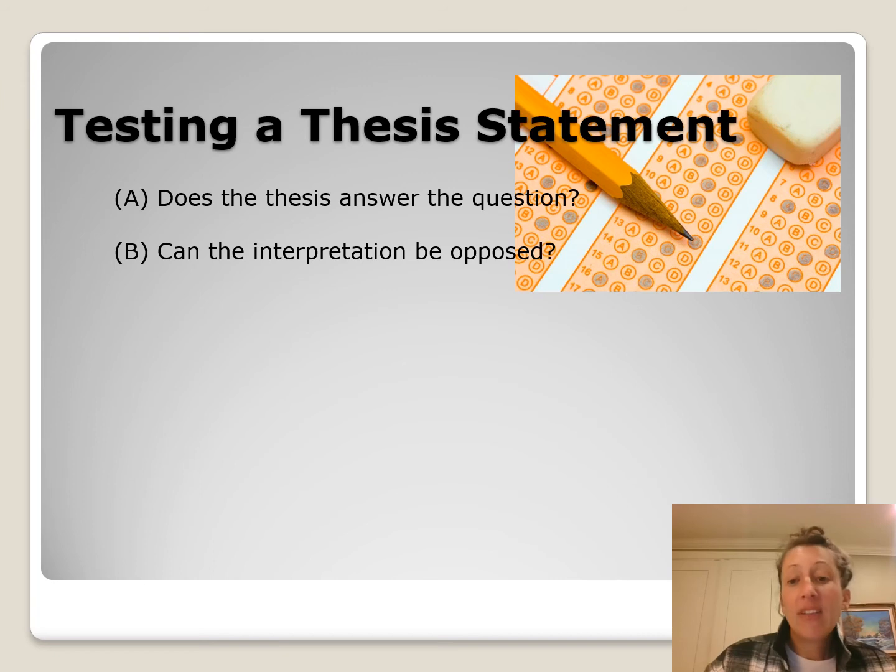Can the interpretation be opposed? So can someone make a different argument? Because it has to include an opinion, somebody could make a different claim about your topic than you're making in your thesis. This keeps the thesis from being a fact. You can't say a thesis statement that says it's raining outside. There's no opinion there. It can't be opposed.